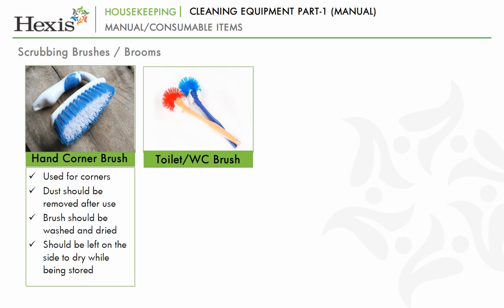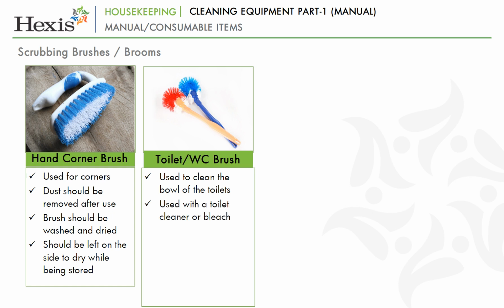Toilet or WC brush. This is the primary tool used to clean the bowl of the toilets itself. It's a good idea to invest in a good quality toilet brush as it will last for a long time and won't need to be replaced. Generally, the toilet brush is used with a toilet cleaner or bleach. It can be used to clean the upper area of the toilet around the bowl.